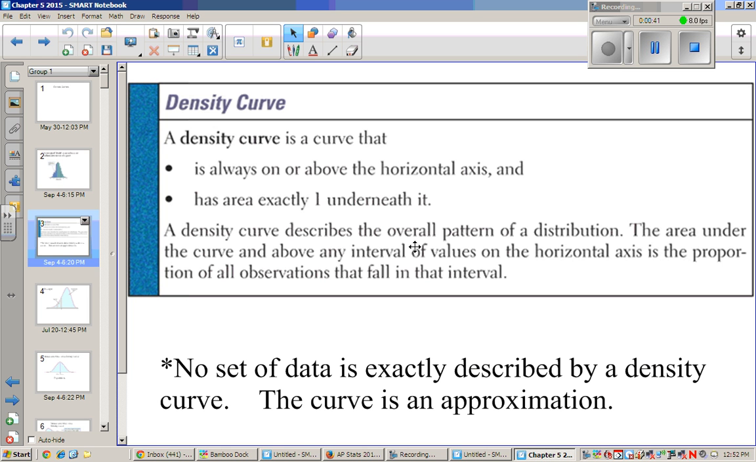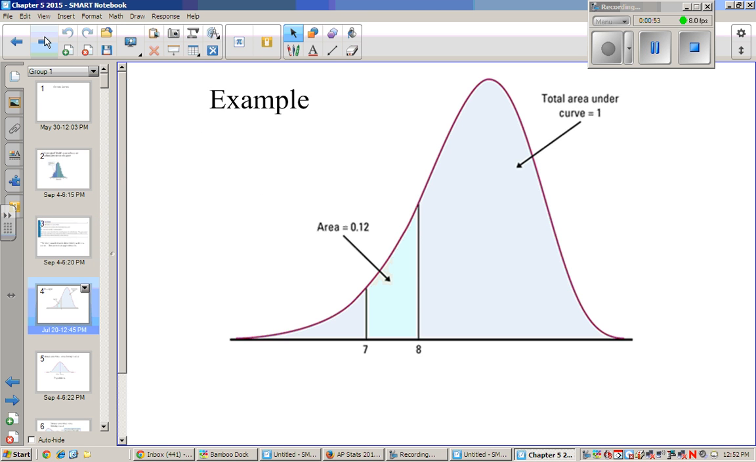Now, keep in mind that no set of data is exactly described by the density curve. The curve is not going to be perfect. It's just an approximation. When we have a density curve such as this, the total area under the curve is 1. That represents the whole probability of the sample space. So the whole sample space is underneath the curve.